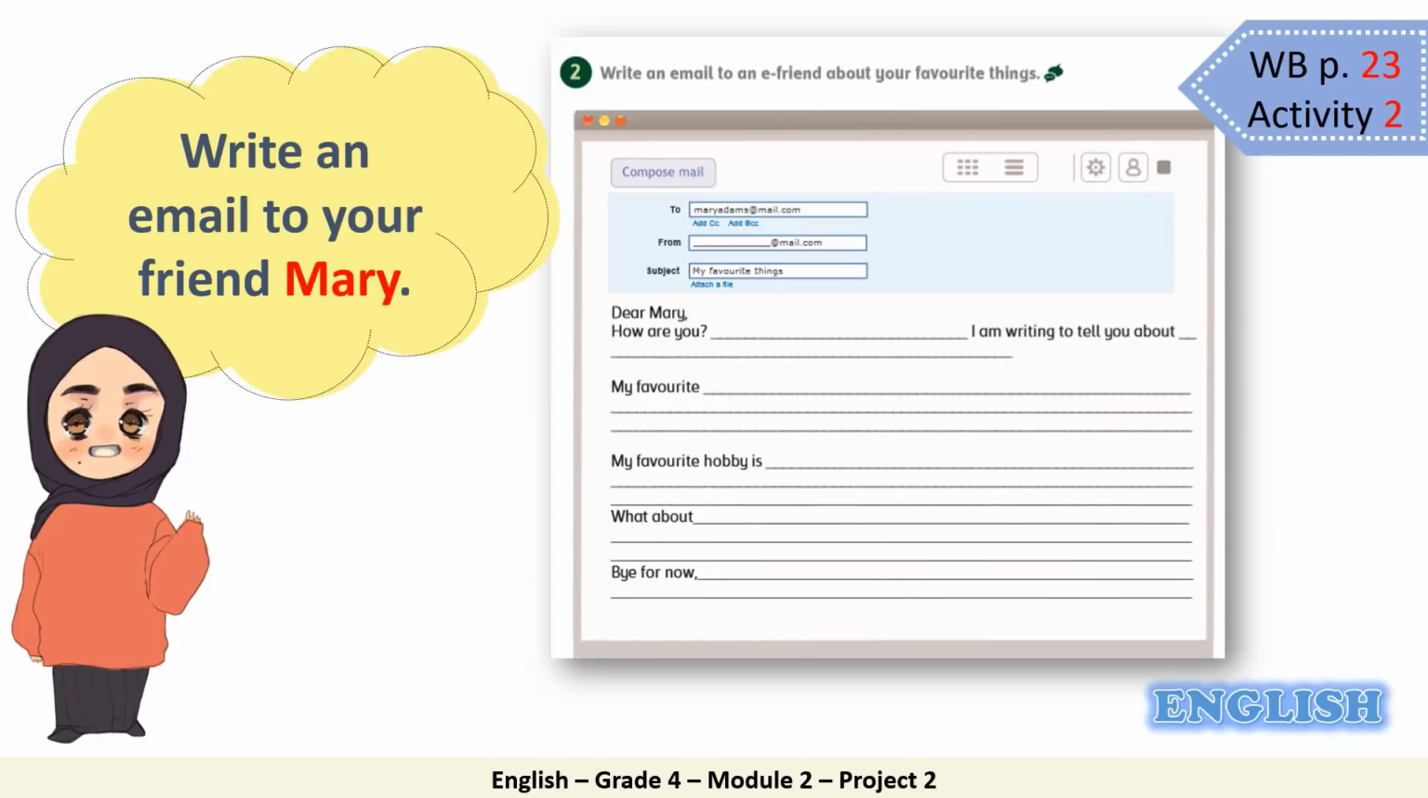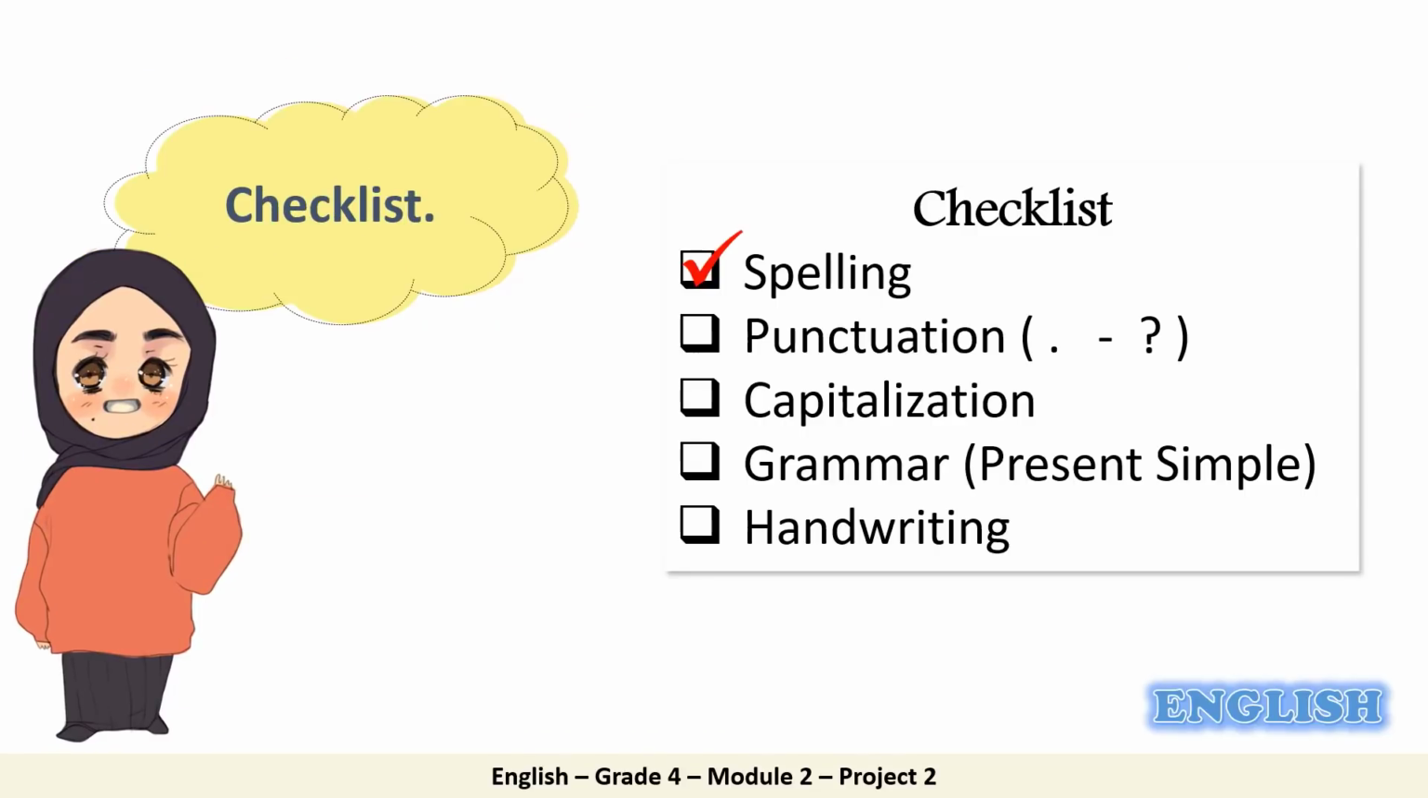Now it's your turn to write an email to your friend Mary. Make sure you refer to workbook page 23, activity 2. And don't forget, after finishing writing the email, you refer to this checklist. You need to check spelling, punctuation, capitalization, which is the use of capital letters, grammar, and you need to use the present simple, and you need to make sure you write in a nice handwriting.